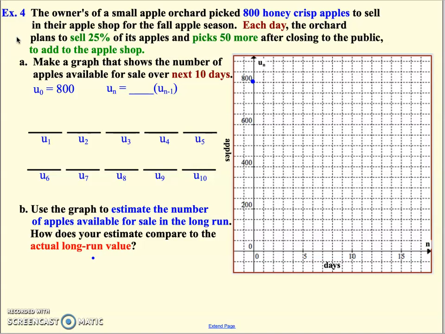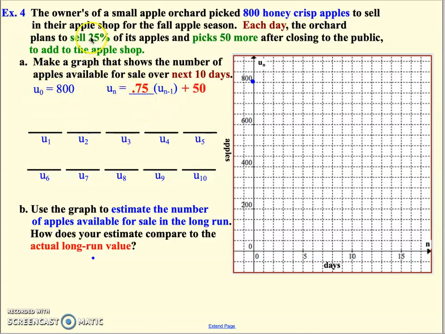So make a graph that shows the number of apples available for sale over the next 10 days. And what we think with this process, what the orchard would want to have happen is that we can keep a certain amount in, so we sort of level off after a while, and we've got it right where we want it. So for starters, let's get a couple things in. We know our starter is 800. That was the original amount picked.